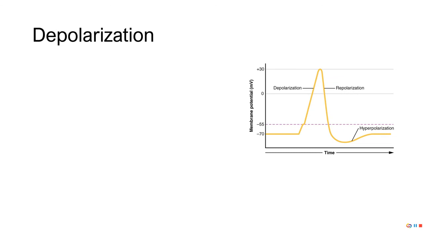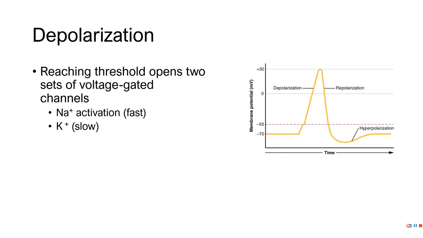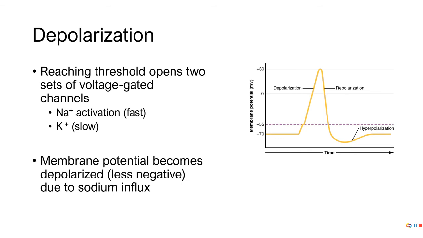Now, when threshold is reached, 2 things happen. Sodium activation gates open, and they open quickly. Because the inactivation gates are already open, additional sodium can now move into the cell. These voltage-gated potassium channels open, but they open slowly. So some potassium can leave the cell, but it happens at a slow rate because the gates are only partially opened. Due to the massive amounts of sodium entering the cell compared to the small amount of potassium leaving the cell, membrane potential becomes less negative, or in other words, it becomes depolarized.